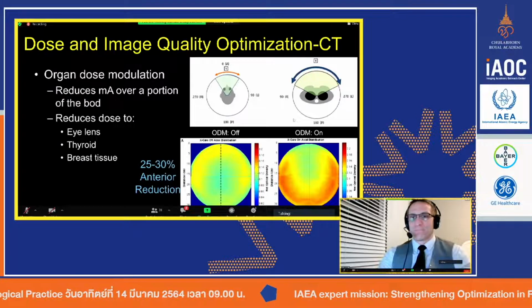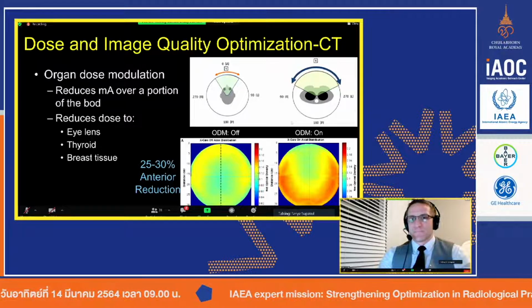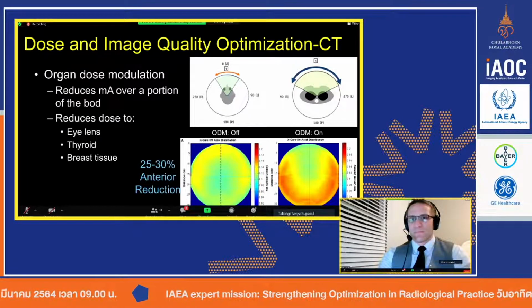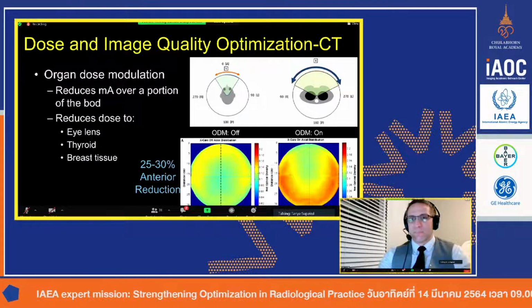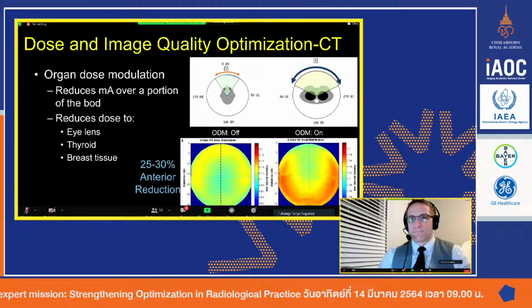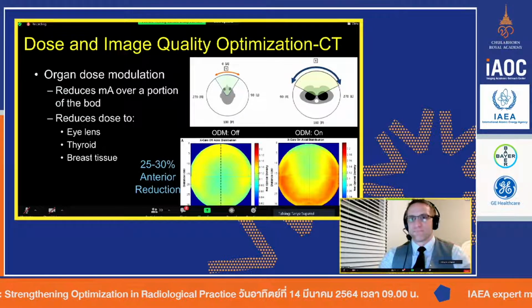I see. Yeah. And my second question is about the dose alert level. So you said that we should set a level to alert. Is this like a real-time alert, or is it a retrospective alert?